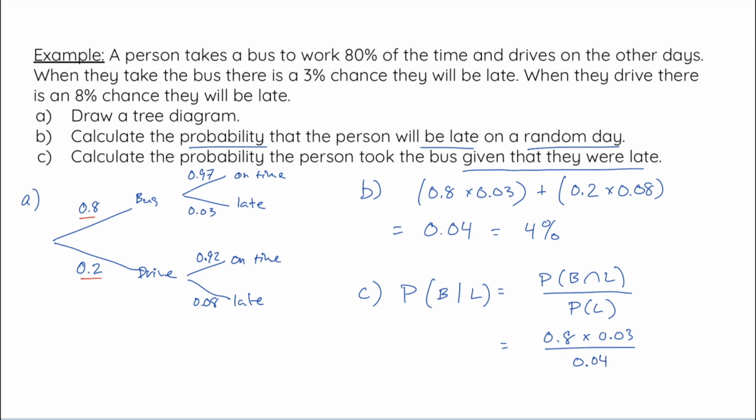Now the reason I got 0.04, that's from the previous question here. That's the probability of being late, so that's where the 0.04 comes from. So when we multiply these and divide by 0.04, we get 0.6, which is 60%. So given that we know that they were late, we know that there was a 60% chance they took the bus. So that's how we use tree diagrams to calculate probabilities and conditional probabilities. So let's move on to a Venn diagram.